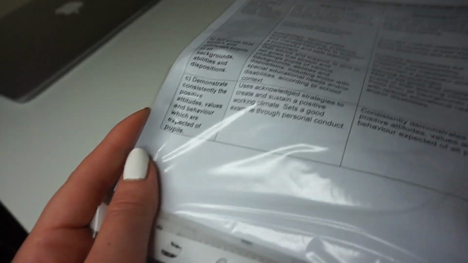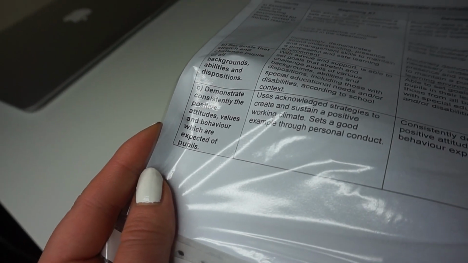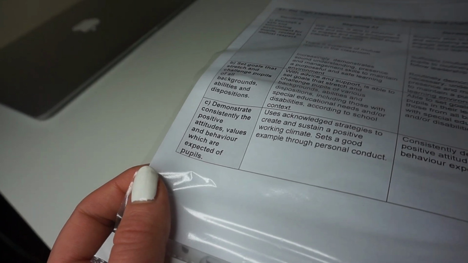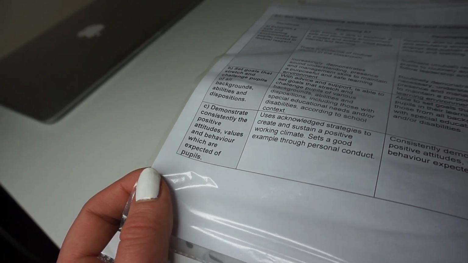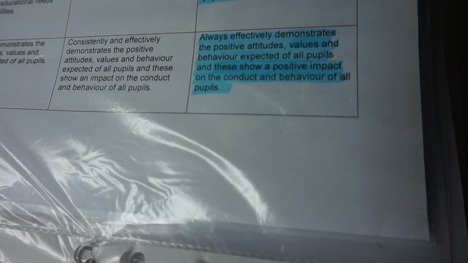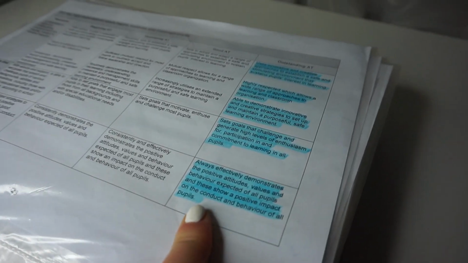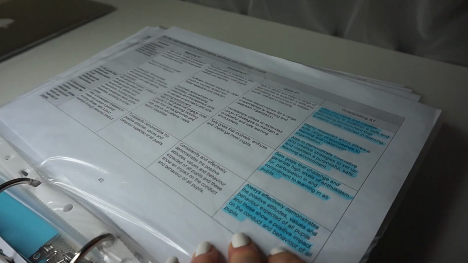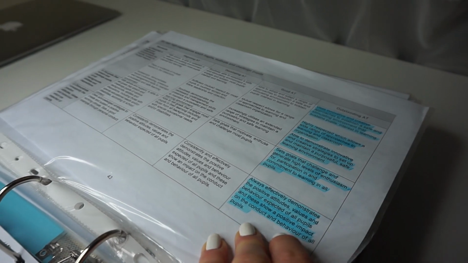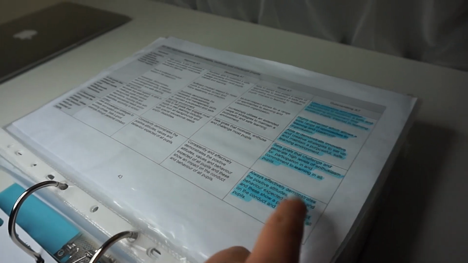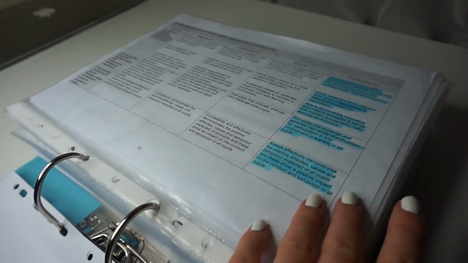Standard 1C, to demonstrate consistently the positive attitudes, values and behaviours which are expected of pupils. So outstanding is to always effectively demonstrate the positive attitudes, values and behaviour expected of all pupils, and these show a positive impact on the conduct and behaviour of all pupils. So you could evidence, for example, a lesson evaluation where students have behaved well, and also get your professional mentor to maybe confirm that you demonstrate those positive attributes.